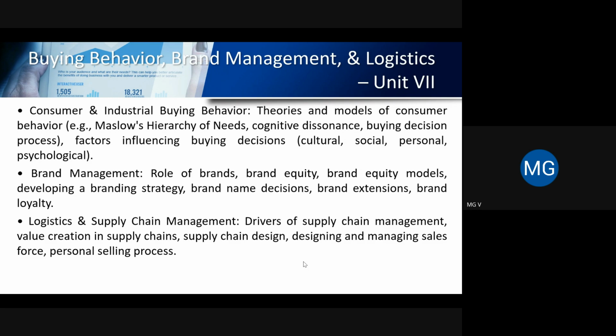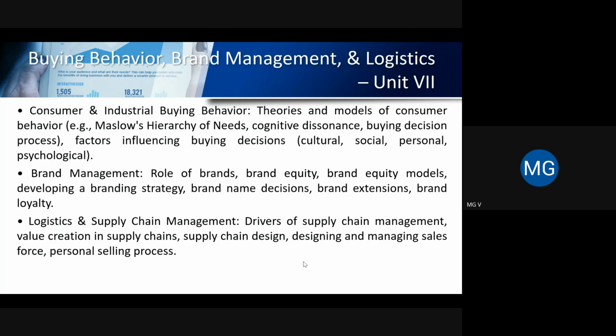Logistics and supply chain management involves planning, implementing, and controlling the efficient flow of goods, services, and information from origin to consumption. Key drivers of SCM include globalization, technology, and customer expectations. SCM creates value by reducing costs, improving efficiency, and enhancing customer service. Supply chain design involves configuring the network of suppliers, manufacturers, distributors, and retailers.